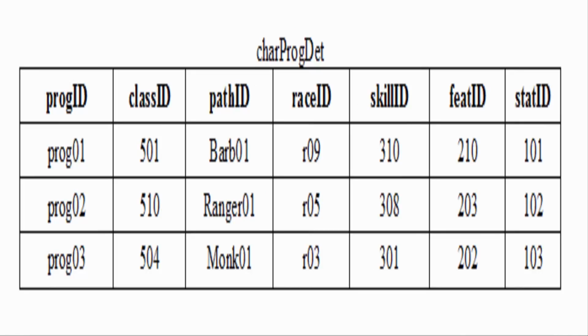Now we have the char progression details, also known as character progression details. This one has the progress ID used as the primary key, also used as a foreign key in the main table. This one also has the class ID, path ID, race ID, skill ID, feat ID, and stat ID. Everything you need in a character progression. That is it about the normalization.